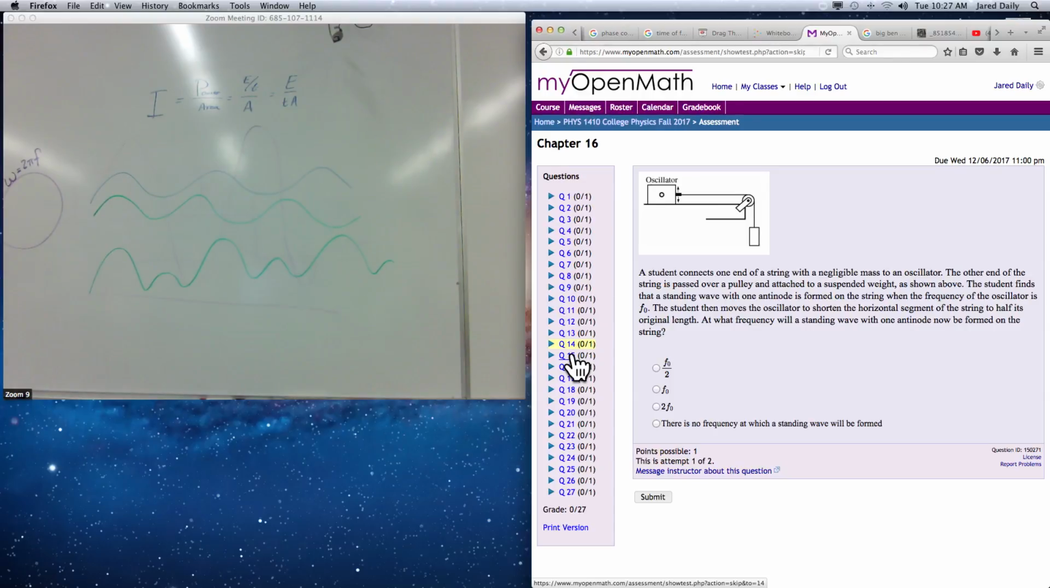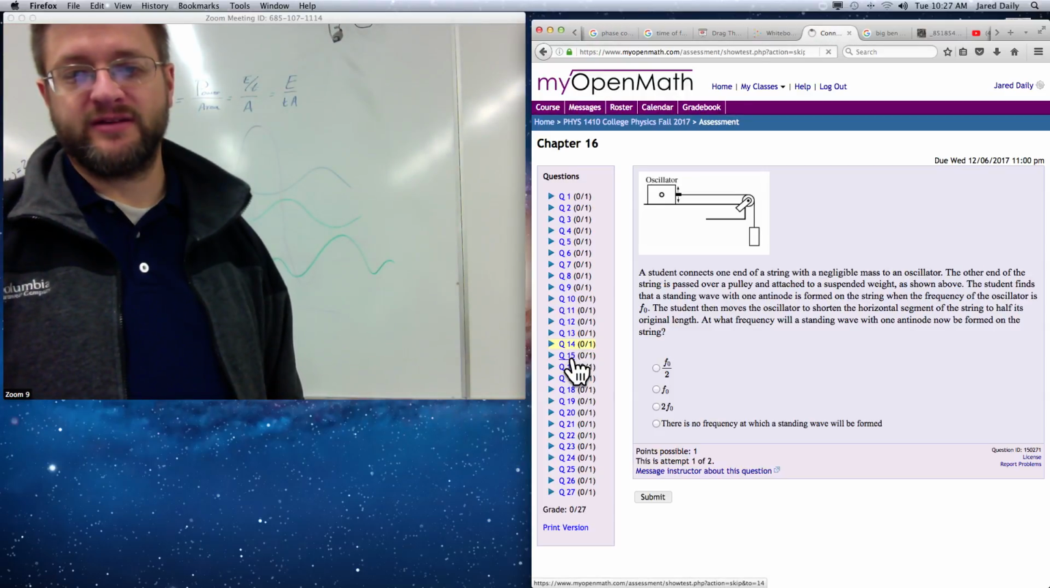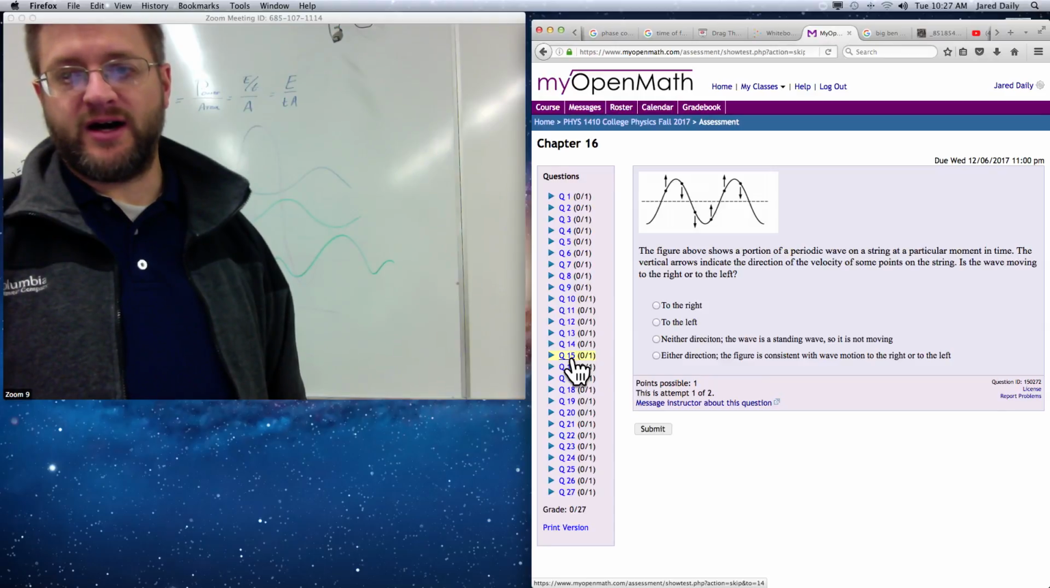When you do the lab, you're going to learn about how the speed of a wave traveling through a string is affected by the weight of the string and by the tension of the string. So you'll learn that in the lab tomorrow. So save number 14 for figuring out until after tomorrow.